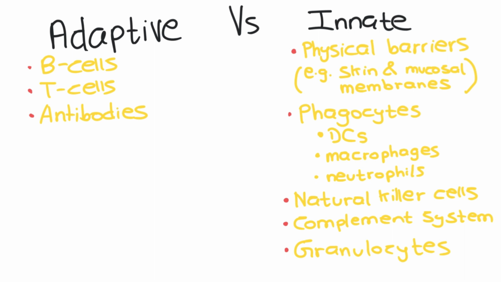The first 2 are derivatives of monocytes. The third is a direct type of leukocyte. You also have natural killer cells, which are very important to the innate immune system. The complement system, which we briefly discussed, but I will talk more about in detail in future videos, and granulocytes, which refers to a select few leukocytes, namely mast cells, basophils, eosinophils, and neutrophils.